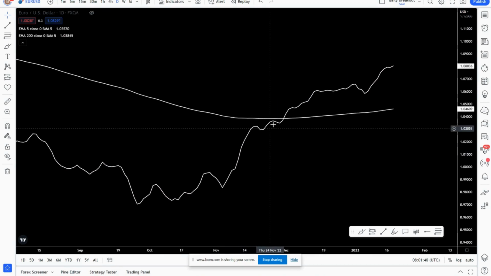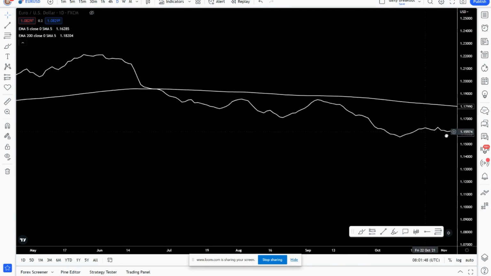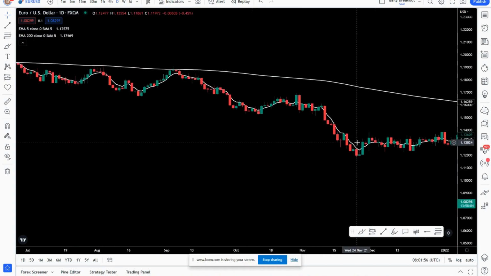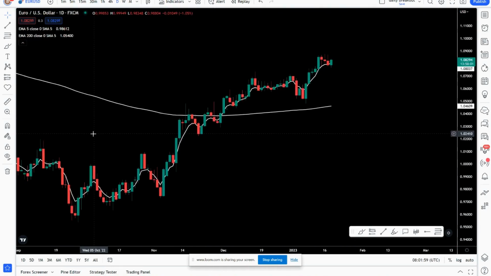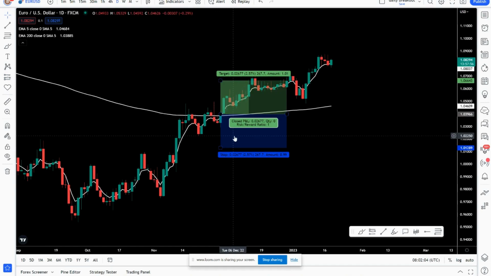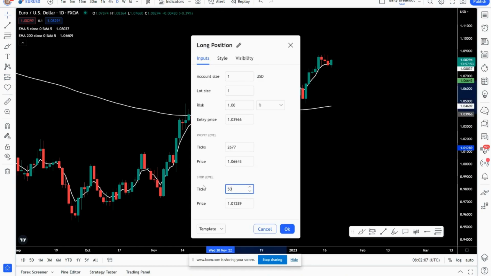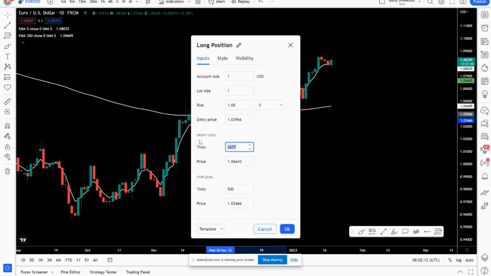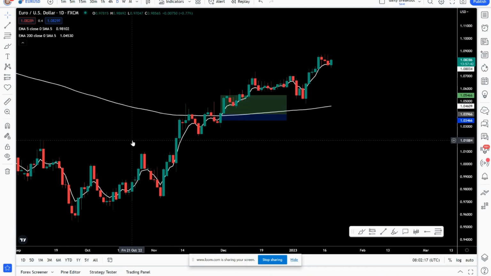So the thesis of this strategy is when the 5 crosses above the 200 moving average, we want to buy. Let's go back to an instance here. Yep, so you can see the 5 moving average is crossing below the 200, and that's when we want to sell. Okay, so for the strategy, we're just going to keep it simple. We are looking for that buy cross, and we'll use something static like a 50 pip stop loss. We're going to go for a 1 to 3 risk to reward. So three times the 50 is 150 pips.